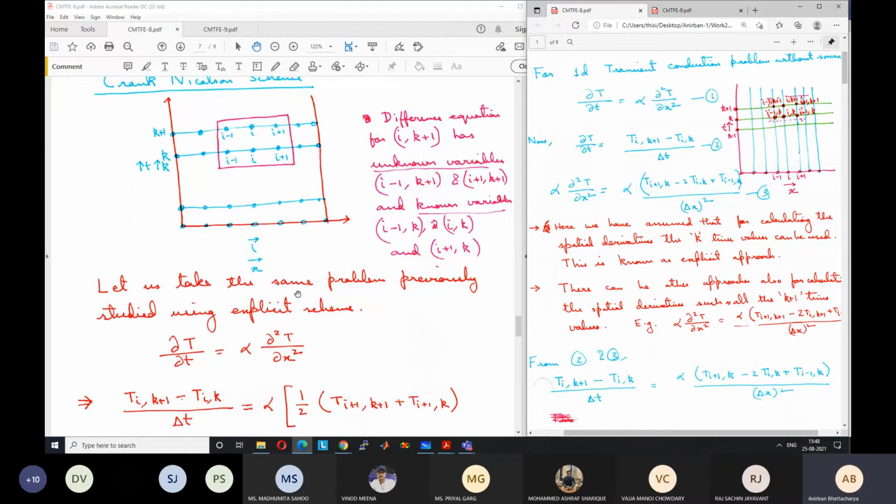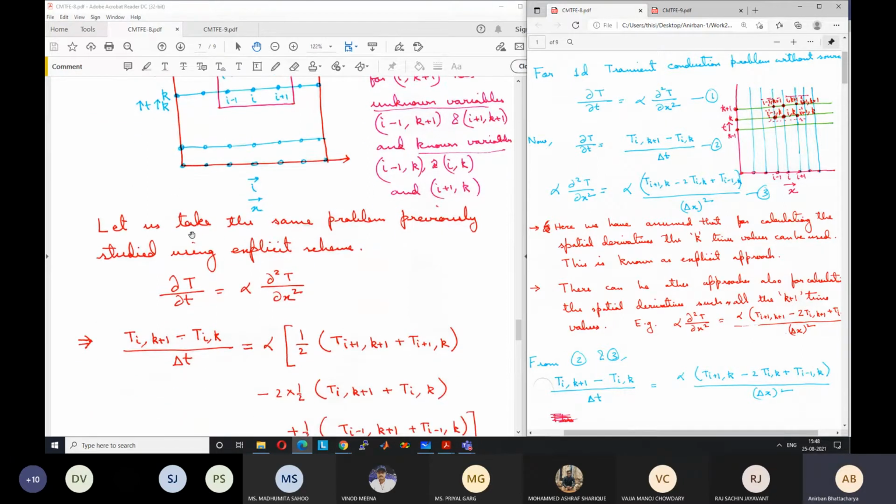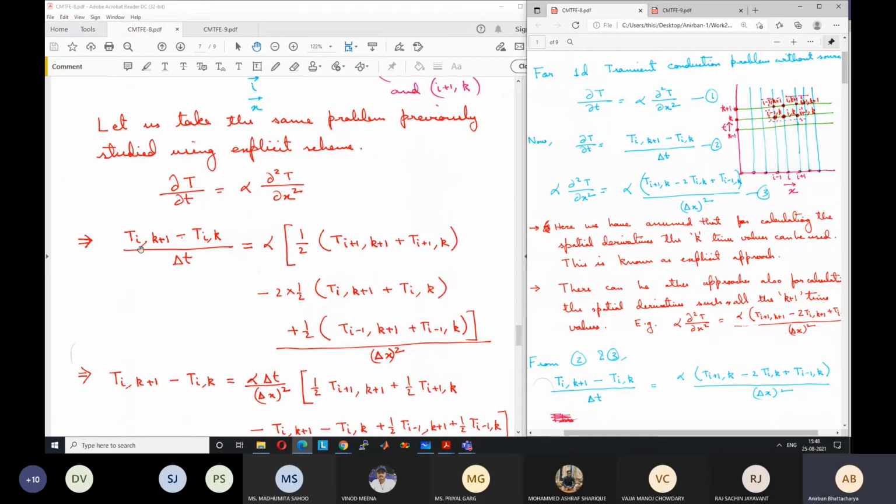We have discussed this, but for the sake of continuity I am starting again from the beginning. For the same problem, del T by del t is equal to alpha del square T by del x square. The left side is still similar: Ti k plus 1 minus Ti k by delta t is the temporal derivative. The spatial derivative now is alpha. In the explicit scheme we have Ti plus 1 k, but now it is half of Ti plus 1 k plus 1, which is the new value at 10.1 seconds for our example, plus Ti plus 1 k, which is the old value at 10 seconds.